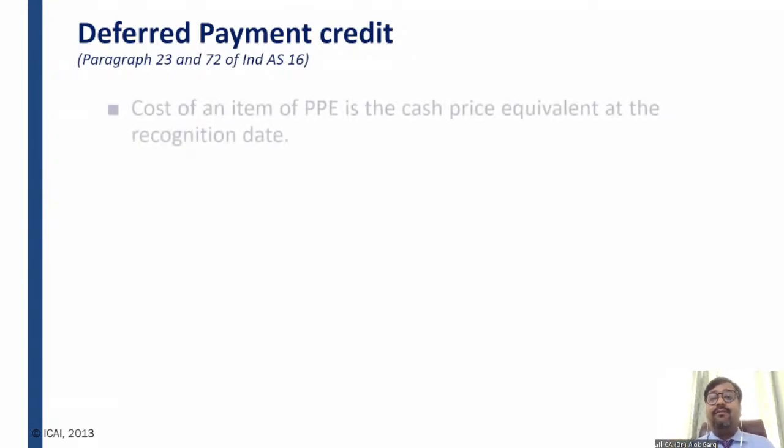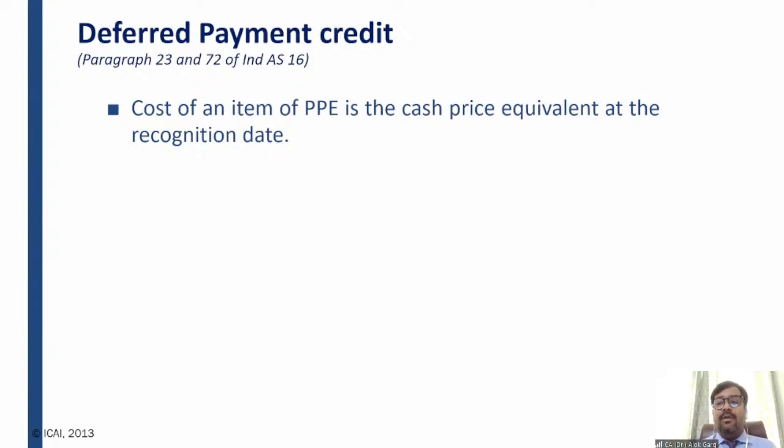Now the second concept is deferred payment credit. At times when you go to buy a fixed asset, for example, I go to an automobile dealer and say that I need a car. What is the price of this car? He says the price is 10 lakh rupees. But I tell him that I'll pay in 3 installments, due at the end of every year. I'll pay 1/3 after the end of the first year, the second 1/3 after the end of the second year, and the third 1/3 at the end of the third year.